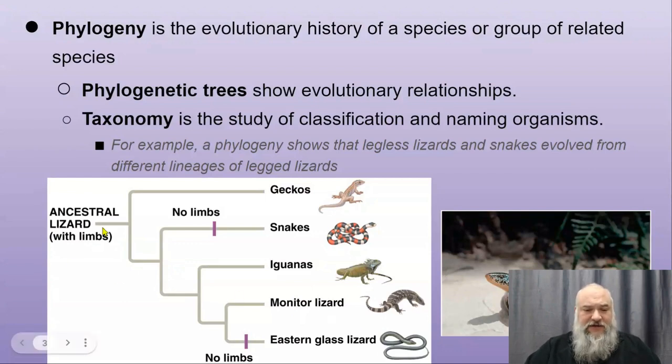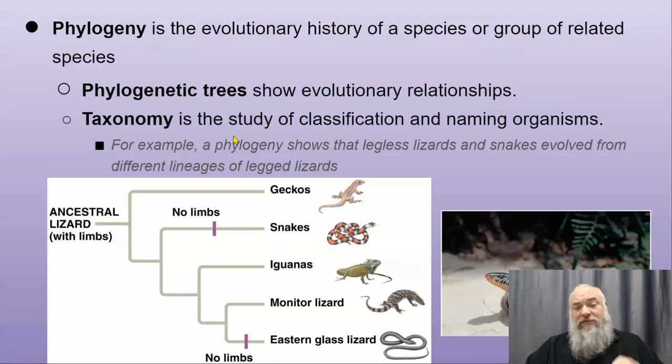Like down here, we can see here's the ancestral lizard with all their limbs, and then there's a speciation event here, and some of them evolved into what today we call geckos. The other branch eventually evolved into all these other things here. So we can see how closely related they are evolutionarily.